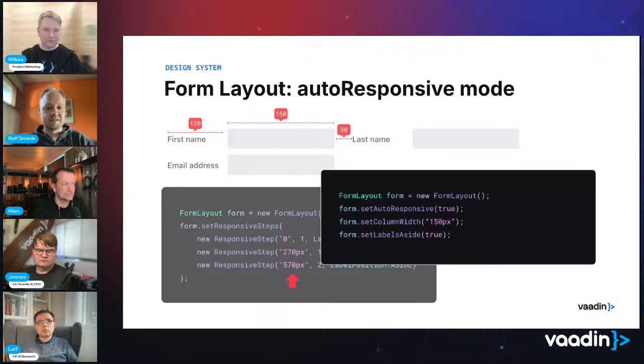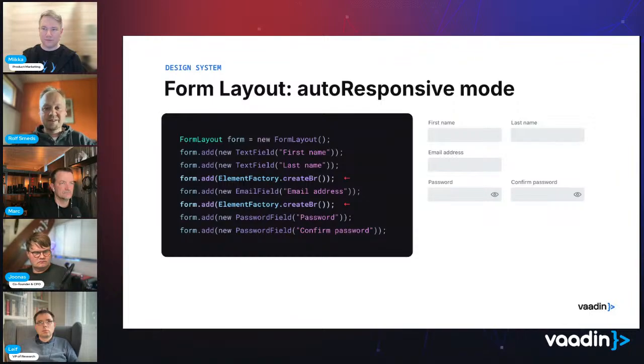By the way, that set labels aside true means that the labels are rendered on the side of the fields as long as there is space for it. If the form layout is narrower than what is needed to accommodate that, the labels will switch to being above the fields. Another common thing you want to do in a form is to define which fields should be on the same line. So first name and last name probably should be on the same line, and the password and confirm password probably should be on the same line, whereas email field or email address should be somewhere in between.